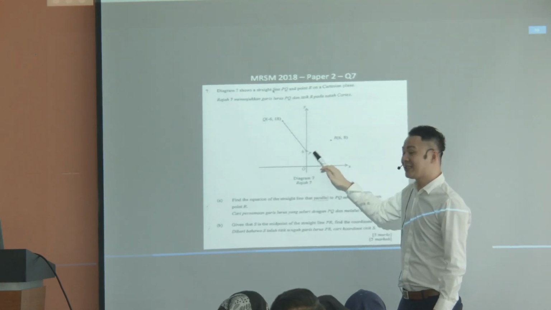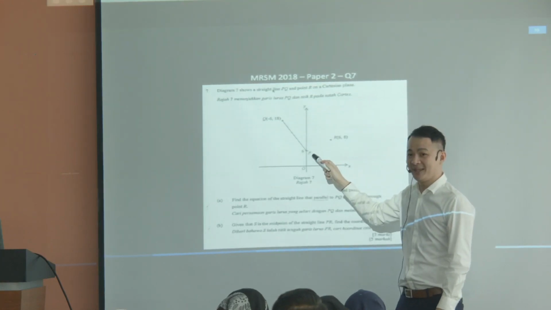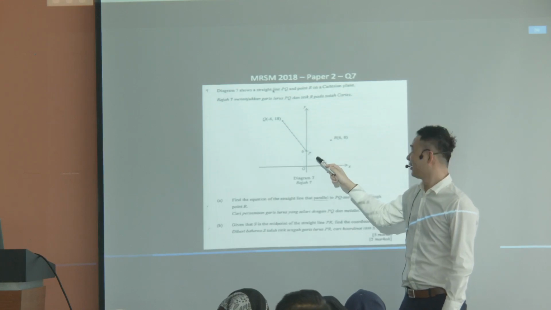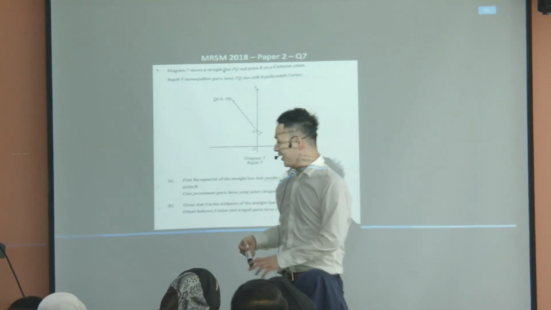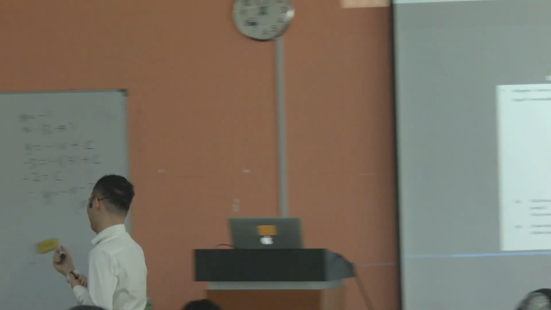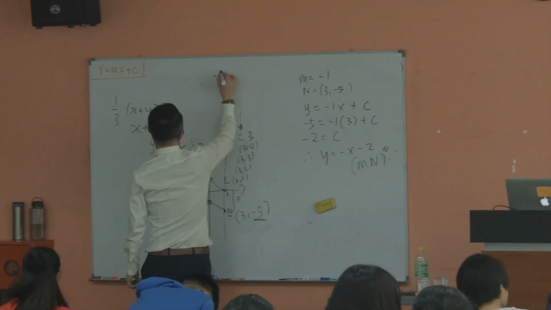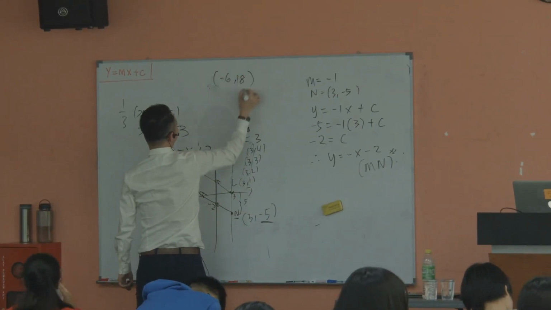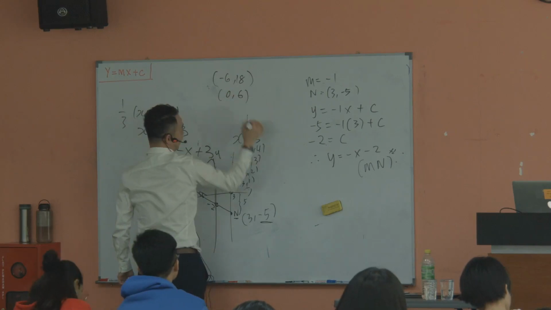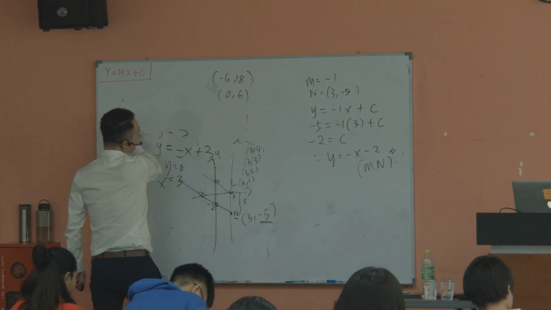Okay, so find the gradient. You should know what is the 6 here mean. It means 0, 6. Okay, so -6, 18, and 0, 6. So I have two coordinates, -6, 18, and 0, 6. I'm going to use this one to find the gradient first.